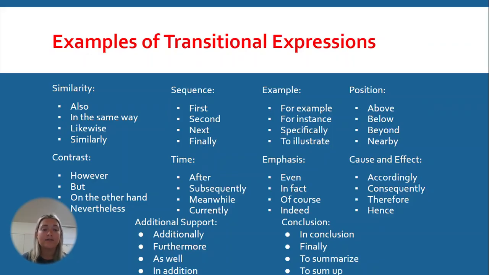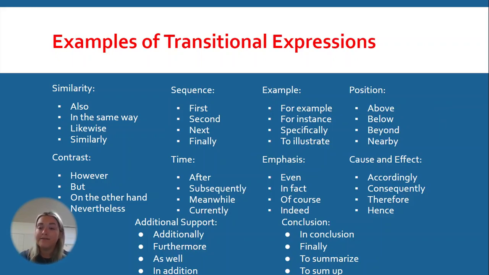Next, there's contrast. This looks at two different things. So however, but on the other hand, and nevertheless. You can use transitions as time. This would look like after or subsequently, meanwhile, or currently. You can use transitions as an emphasis. This would be starting the sentence with even, in fact, of course, indeed. And these are just a few examples. This list isn't exhaustive. These are just the examples that I chose to use.